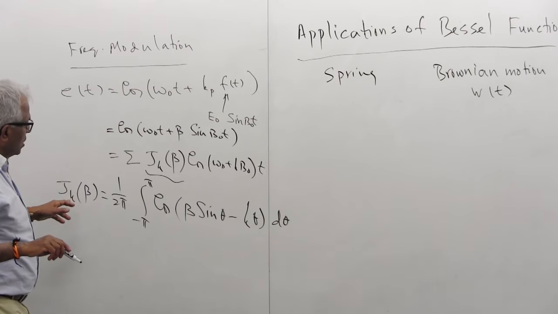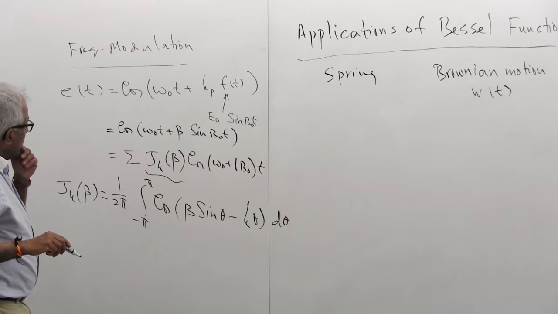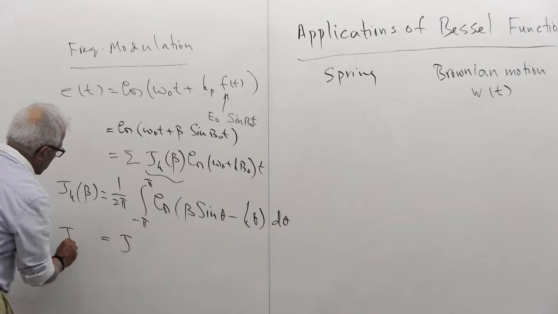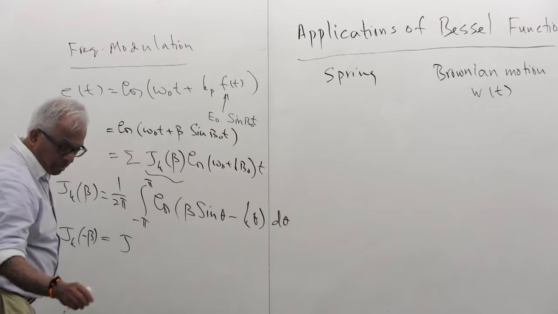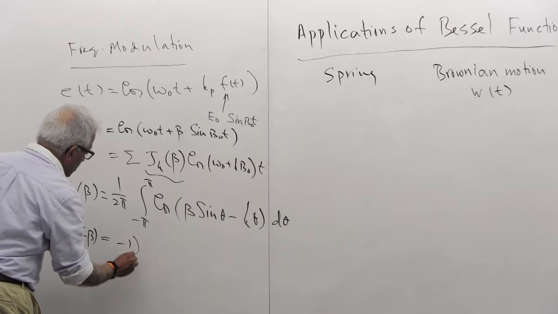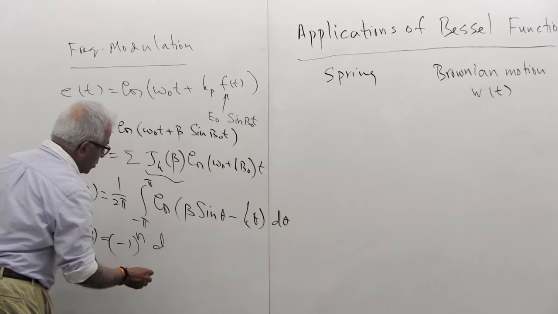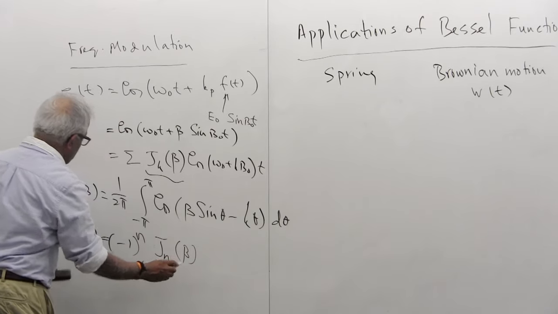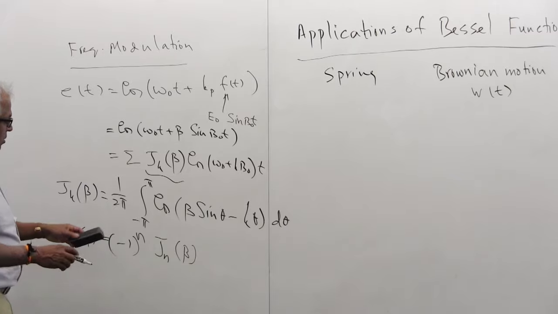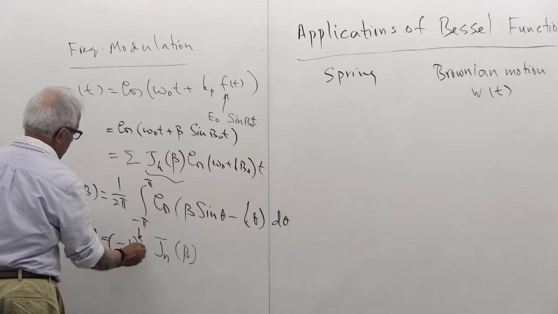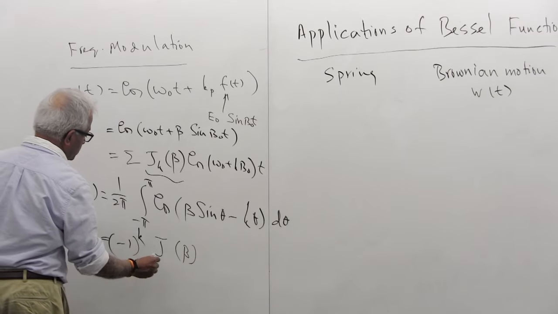So you can see these are real, and it has a few properties. J_n of minus beta is the same as minus 1 to the power n times J_n of beta. And the same thing goes with J_minus k of beta, which is minus 1 to the power k times J_k of beta.